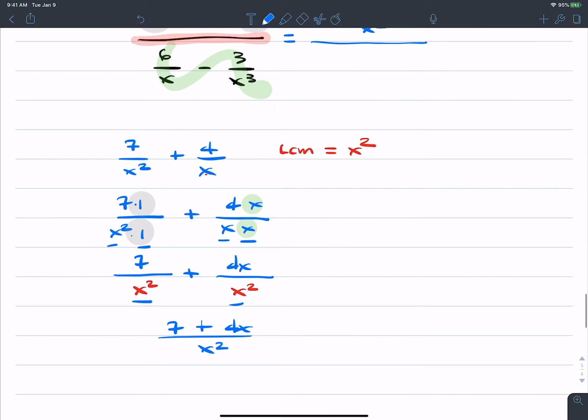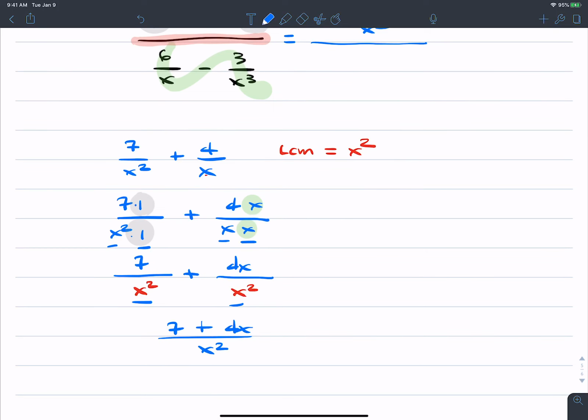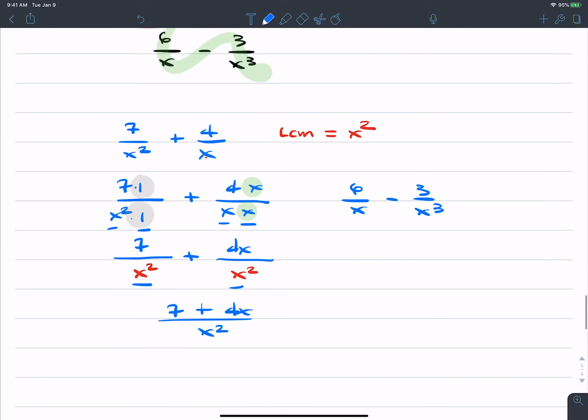So we get 7 plus 4x over x squared divided by, we have to find what in green there, the difference between those two fractions. So let's start here: 6 over x minus 3 over x cubed. And again, the shortcut would not be a good approach to this question because the denominators here are not prime, right? So with the LCM of x and x cubed, my LCM is going to be x to the third power because it's the largest power.